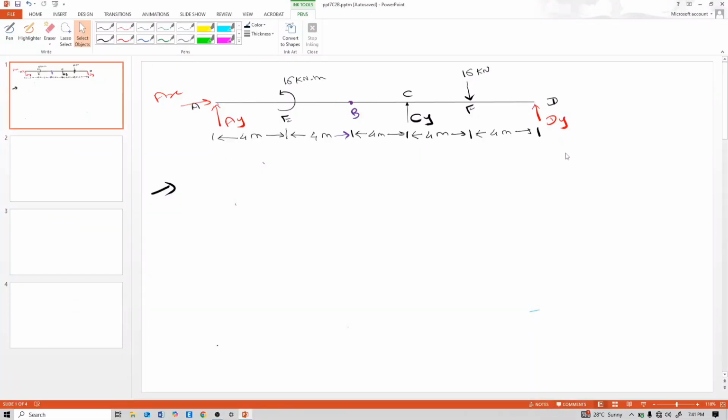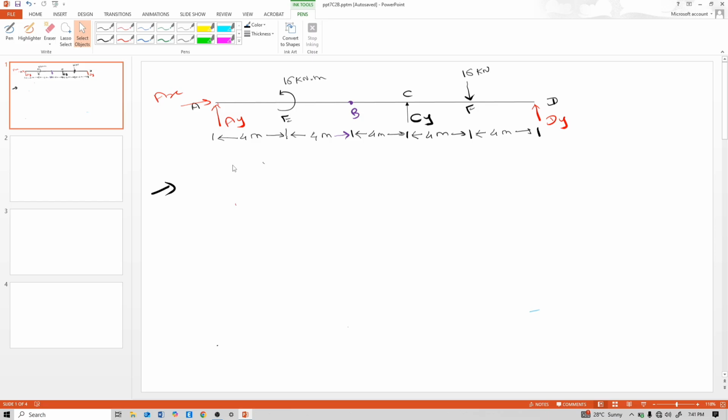Today in this video lecture we will see another example. This is a simply supported beam with an internal hinge at point B, and our problem statement is to find the shear force diagram and bending moment diagram. The total length of this beam is 20 meters.